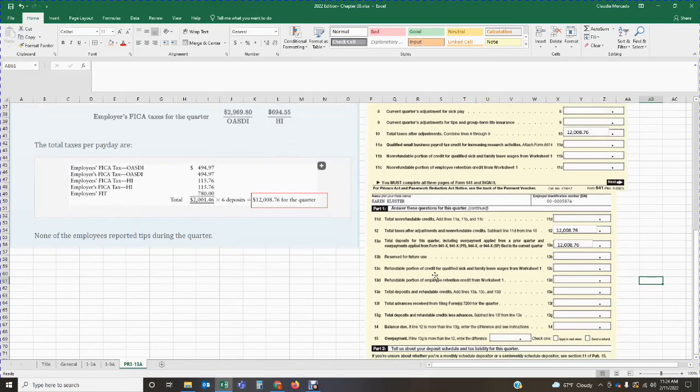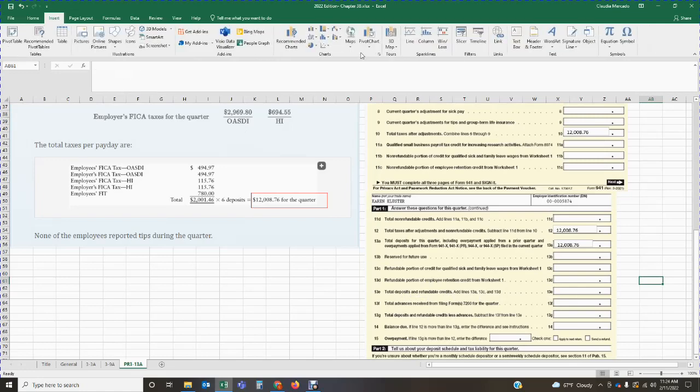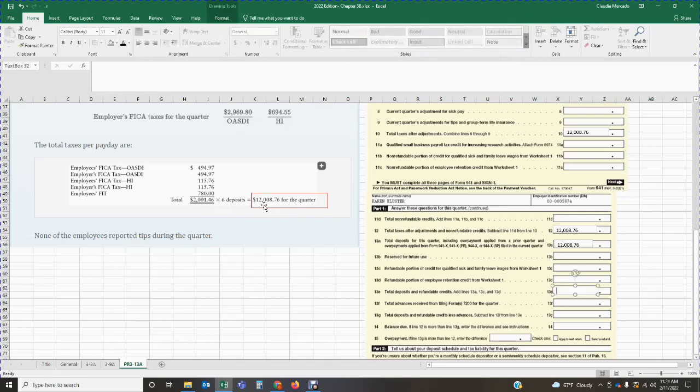The rest of the lines don't apply until we get to line 13E. Total deposits and refundable credits. How much did we make in deposits? That amount was provided to you in the problem. We did make deposits. Deposits of how much? We made deposits of 12,876. 12,876 is the amount of the deposits that we made.